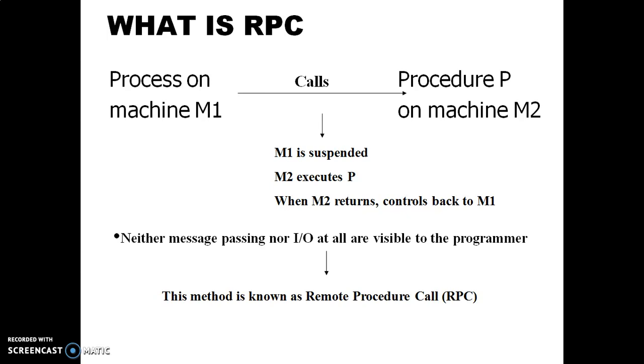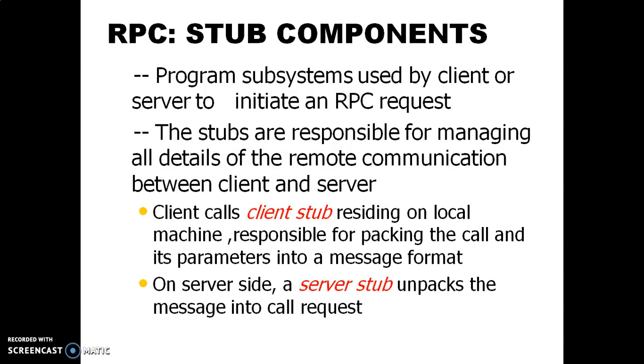Neither message passing nor IO are visible to the programmer. We already learned about transparency. Here it is the same thing. The whole procedure call, request message and reply, are all hidden from the programmer. This method is known as remote procedure call.